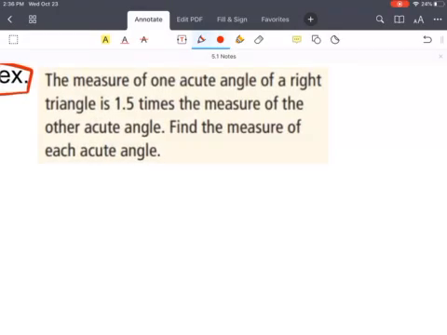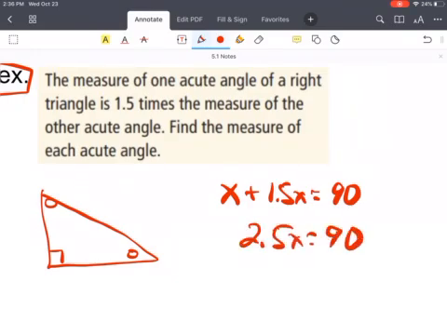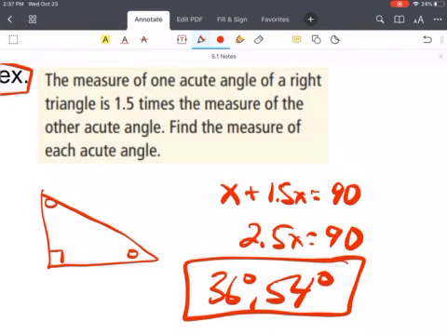And then in one of the acute angles in a right triangle, you can draw a diagram for this one, or just know that when you have a right triangle, the other 2 angles must add up to 90. So one of them is going to be x and another one's going to be 1.5x. And so we can find out that the 2 measures of the angles are 36 degrees and 54 degrees.